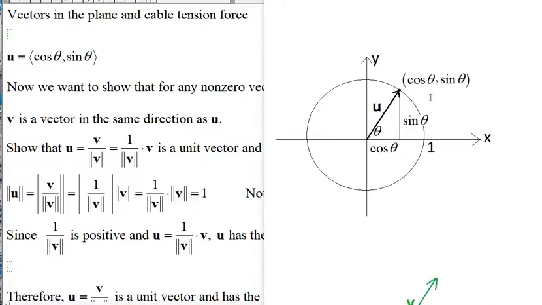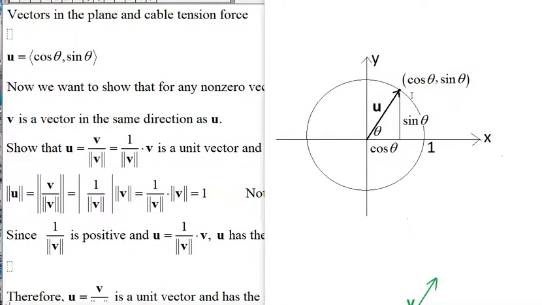And now let's talk about the unit vector. And so here we have a unit vector u. And again, the angle theta is formed by the positive x-axis and the vector. And so this is the angle theta right here. And once again, the length from here to here is cosine of theta, and the length from here to here is sine of theta. And therefore this point right here, which is the terminal point of the vector u, the coordinates will be cosine of theta, sine of theta.